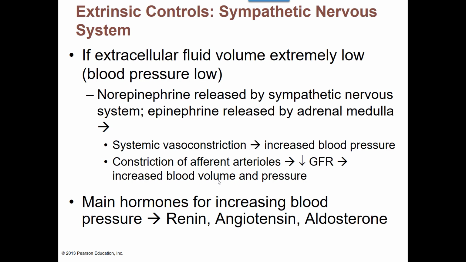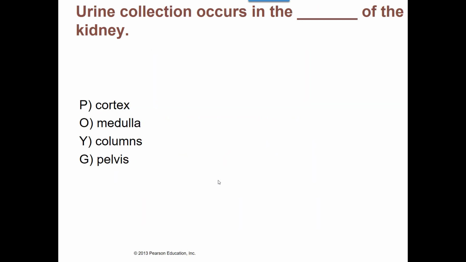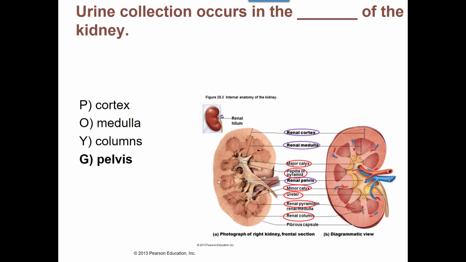Urine collection occurs in what part of the kidneys? We're talking collection, and the part in the kidneys that collects urine is the pelvis. It's collecting from all your minor and major calyces, and it's all collecting in that renal pelvis. Then it leaves through the ureters. The blood filtering structure of the kidney, where filtration happens, is the glomerulus, that capillary right there. The urine-forming units of the kidney are the nephrons. It's the nephrons that make the urine.